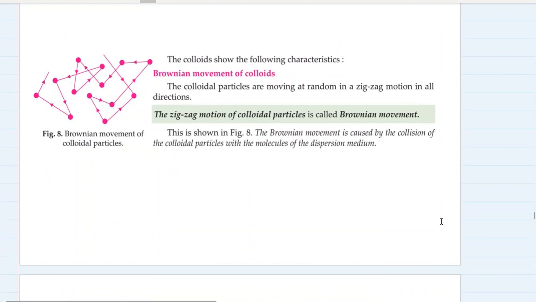There is one more characteristic which is shown by colloidal solutions, that is Brownian movement. We have studied about the Brownian movement in the first chapter. Brownian movement is random zigzag motion of the particles in all directions. The zigzag motion of colloidal particles is visible in colloidal solution, which is known as Brownian movement, and it is caused by the collision of colloidal particles with the molecules of the dispersion medium.